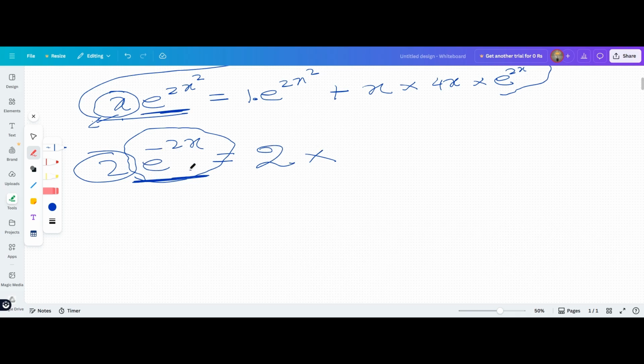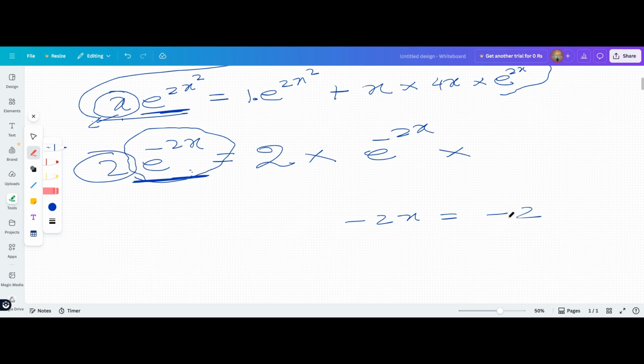As I said, whatever is in the power when it comes to e to the power, write it down into the differentiation of what is in the power, minus 2x. If you differentiate minus 2x, it is minus 2.